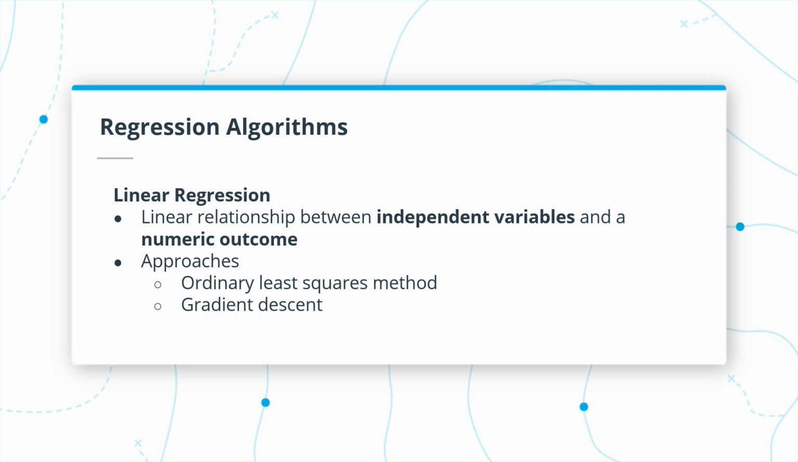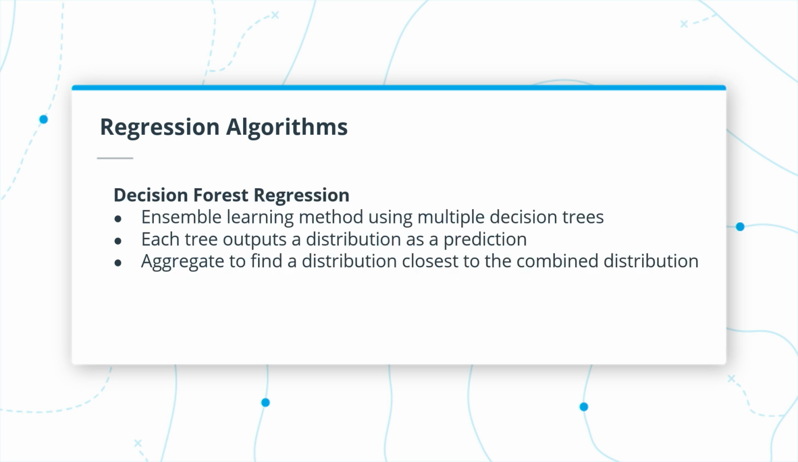In gradient descent, the approach is to minimize the amount of error at each step of the model training process. The second algorithm is a decision forest algorithm. The decision forest is an ensemble learning method for regression.